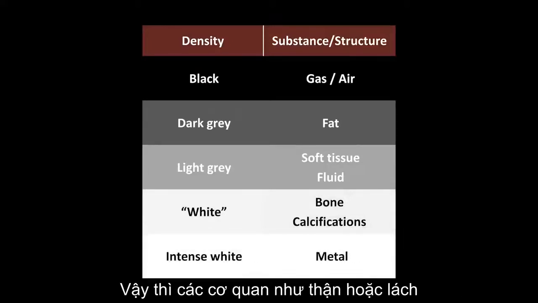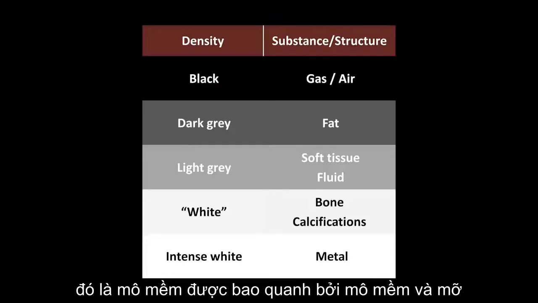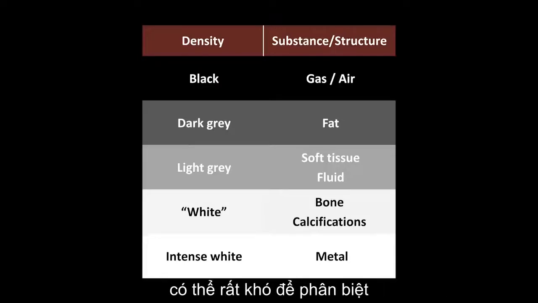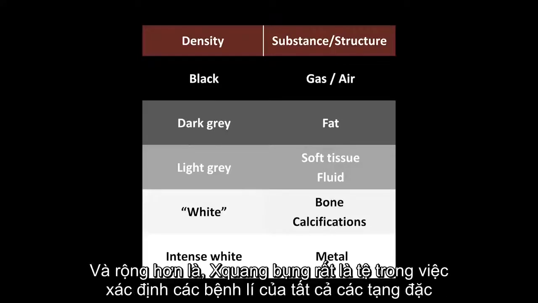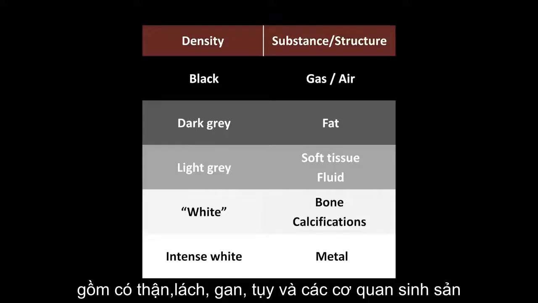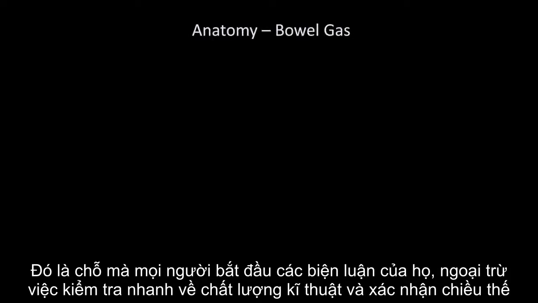So an organ like the kidney or spleen, which is soft tissue surrounded by soft tissue and fat, can be difficult to discern, and more generally, abdominal films are very poor for identifying pathology of all solid organs, including the kidneys, spleen, liver, pancreas, and reproductive organs. Abdominal films are best for looking at bowel gas patterns, which is where most people start their interpretation, excluding a very brief assessment of technical quality and confirmation of the view.